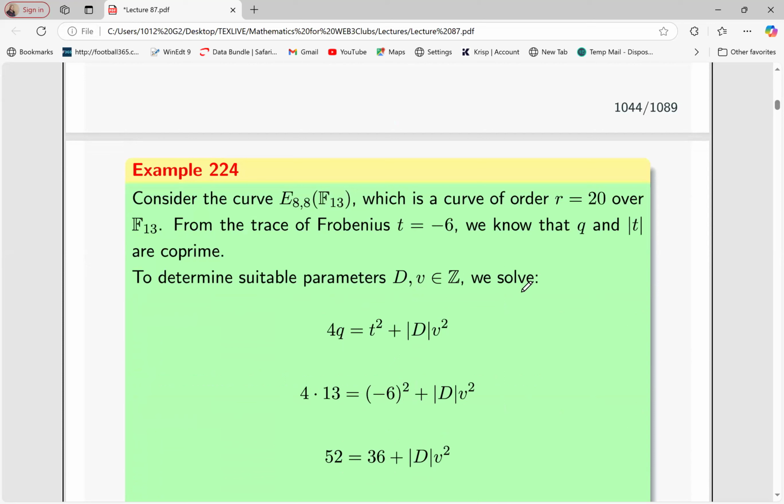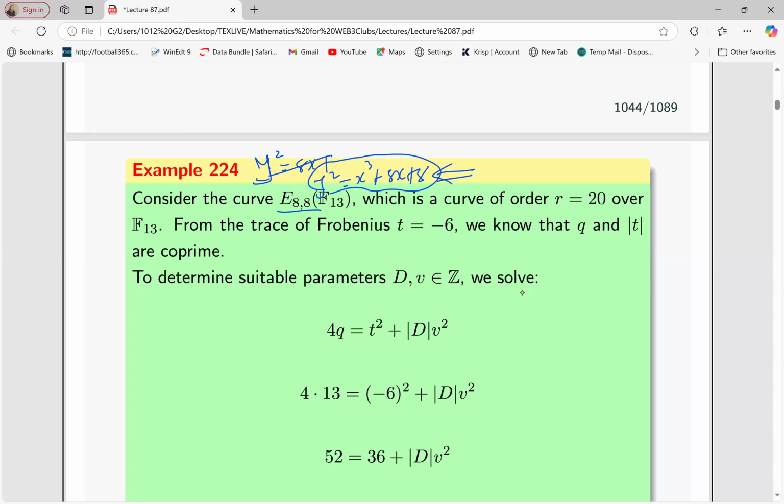Now, we are given the elliptic curve. We know this elliptic curve is y squared is x cubed plus 8x plus 8. But we want to assume we don't know this curve, because this is what we want to come up with. We want to do our calculations and then come up with this.